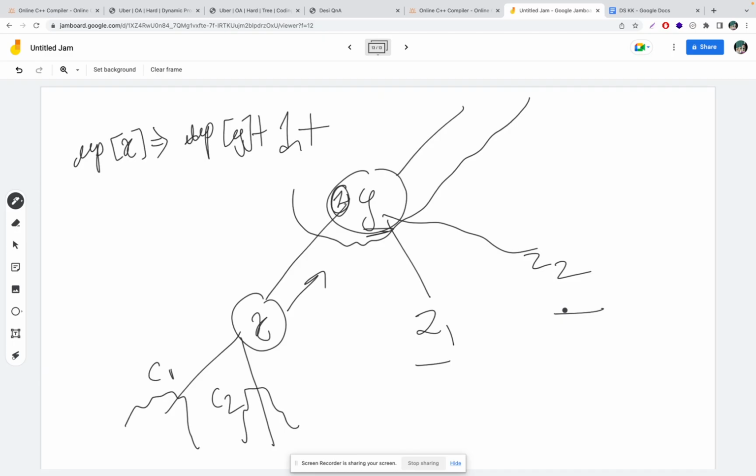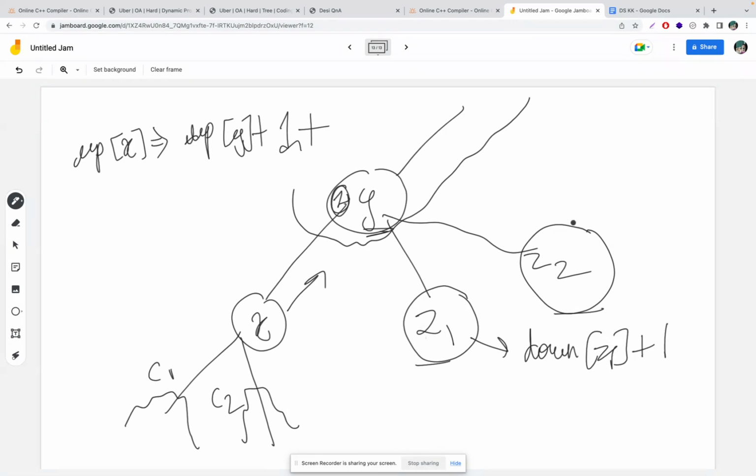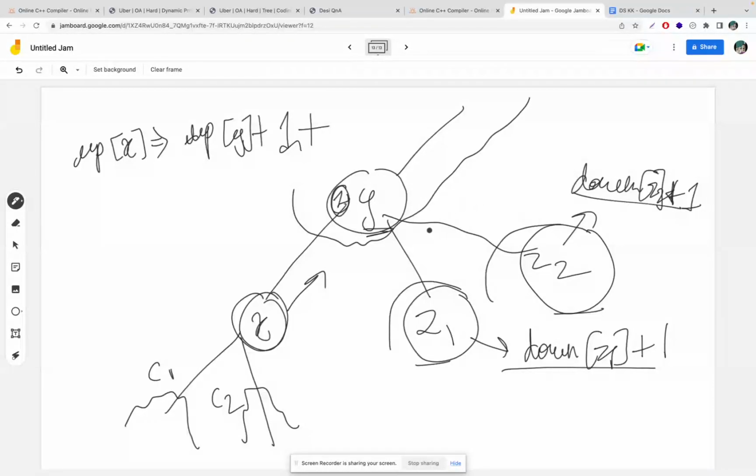The good thing is you can always calculate z1 and z2. The answer for z1 is nothing but down of z1 plus 1, to include z1 as well, and for z2 it is down of z2 plus 1. These things are a bit complicated, but you need to understand that the things which are going down for this node are actually up for this node. So this is included, and when you add down of z1 plus 1 and down of z2 plus 1, these both also get included.